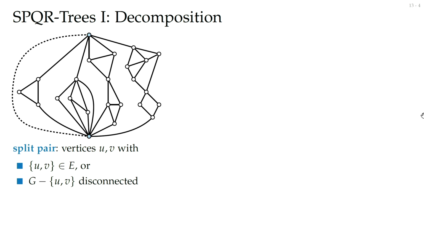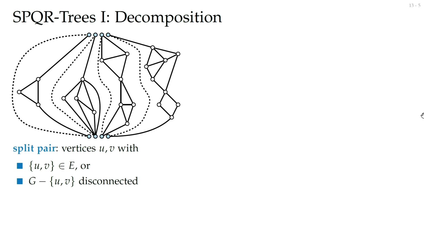So this is where we start, this edge, and now we find split pairs. This conveniently is one, so we split the graph between them. We get this edge, we get a connected component here, a connected component here, a connected component here, and a connected component here. And as you can see, I also added some dashed edges here.